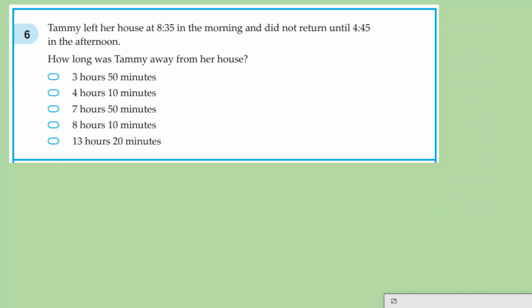Okay. Tammy left her house at 8:35 in the morning and did not return until 4:45 in the afternoon. How long was Tammy away from her house? Now, me personally, I would convert into 24-hour time to make it a little bit easier to look at. So you've got to add 12 to any PM time to get it in 24 hours. So if it's 4:45, we add 12 to that to make it 16:45. And then it actually looks fairly simple.